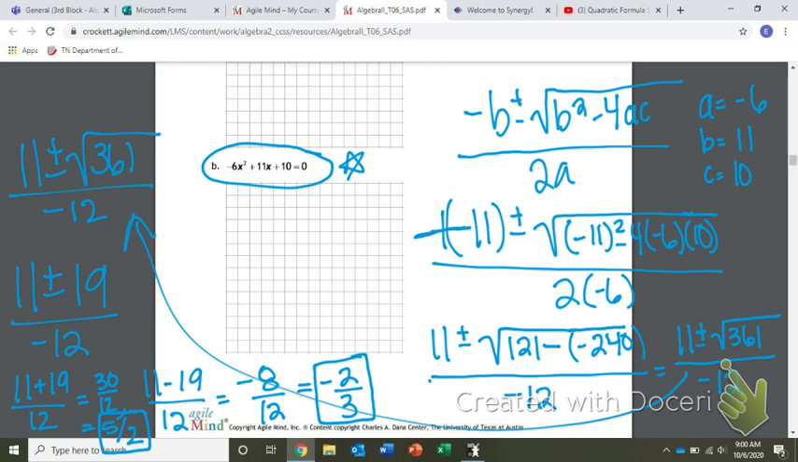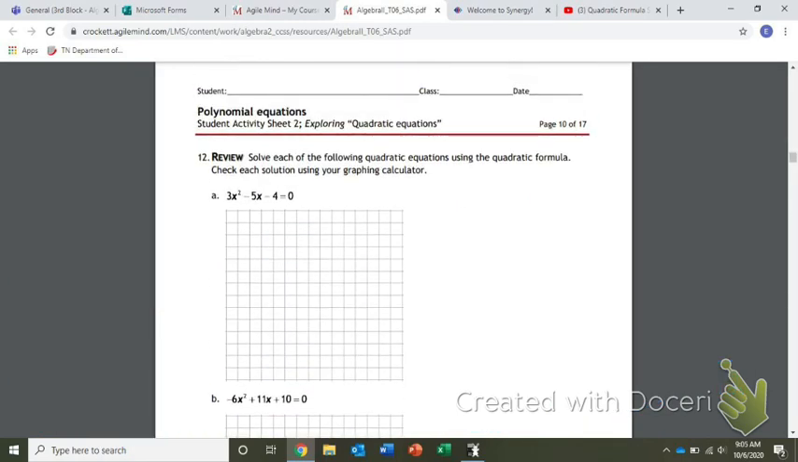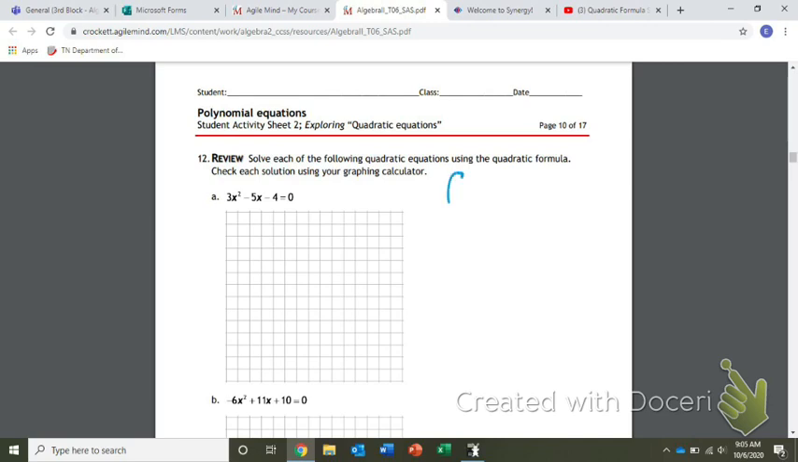Okay, I did B with you, so I want you to try A. Okay, so I'm going to go back up to A. a equals, b equals, and c equals. For a, there's a 3 in front of x squared. There's a negative 5 in front of x, and there's a negative 4 for c. You take those three numbers, you plug them into the quadratic formula, you solve, you simplify. Yes, you will have decimals. You will have a positive decimal, and you will have a negative decimal. Okay?